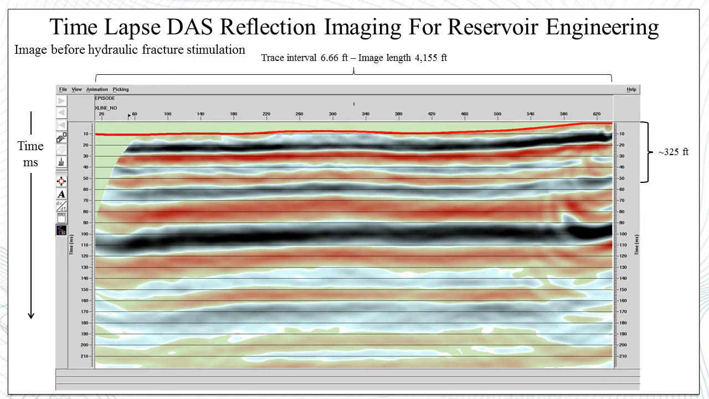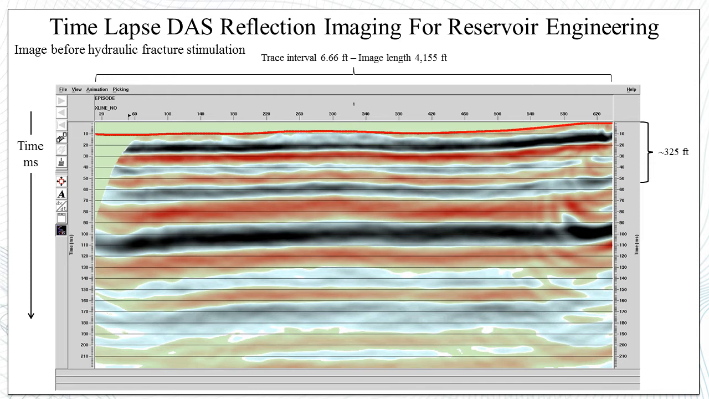In this slide, we see the reflection image that resulted from the baseline seismic survey. The data was recorded actually before this well was fracked. So I want to acquaint you just a little bit here with some of the elements of the data. Again, this is a reflection image here. It's a post-stack migration, FD migration.